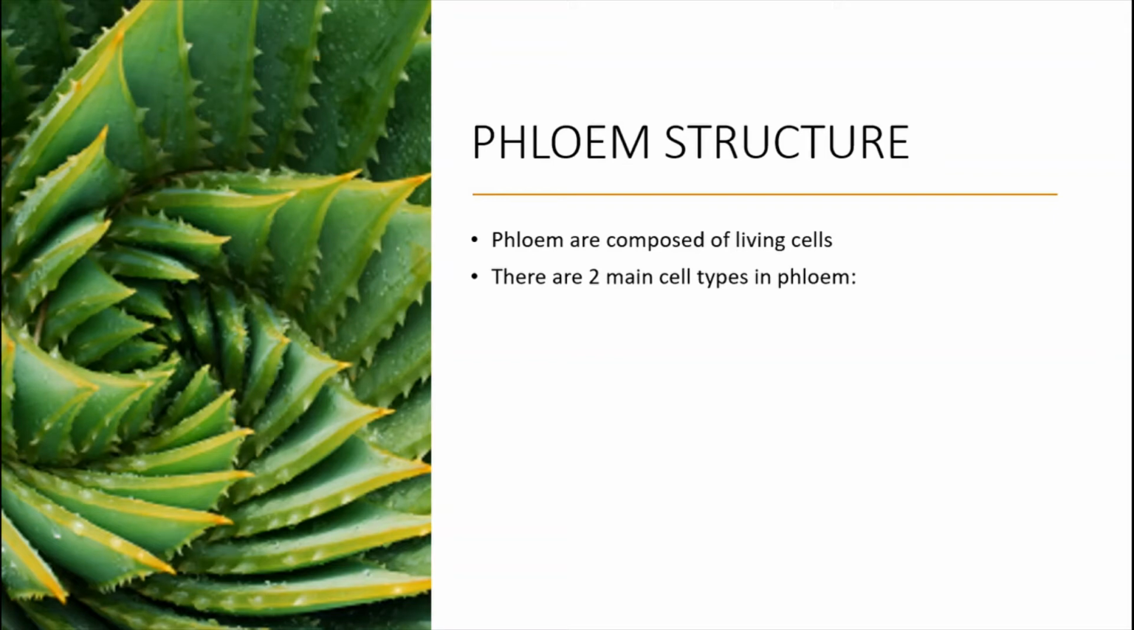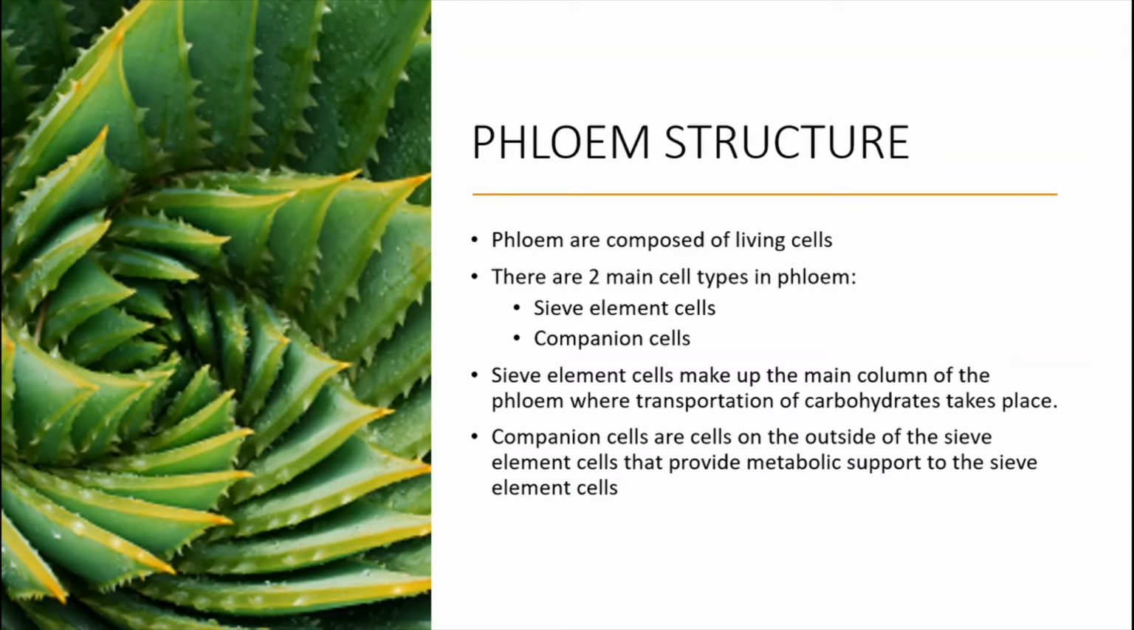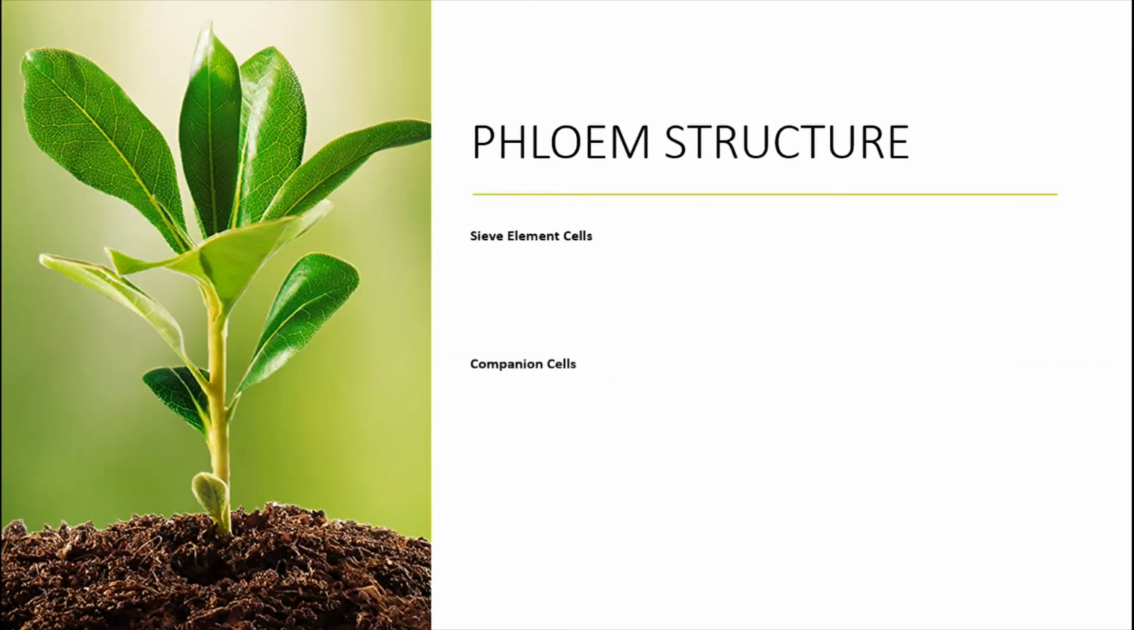And in phloem vessels, there are two main cell types. We have the sieve element cells and companion cells. So our sieve element cells are our main column of the phloem, where the transportation of carbohydrates takes place. Our companion cells sit on the outside of our sieve cells, and they support our sieve cells and provide particularly metabolic support to the sieve element cells.